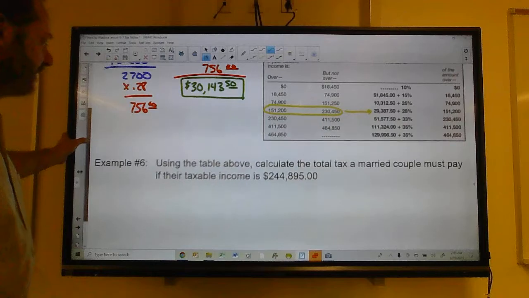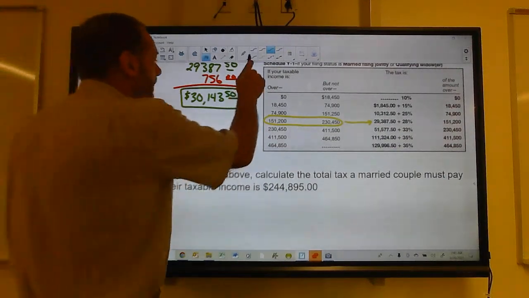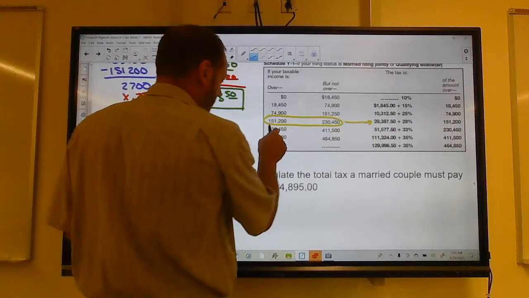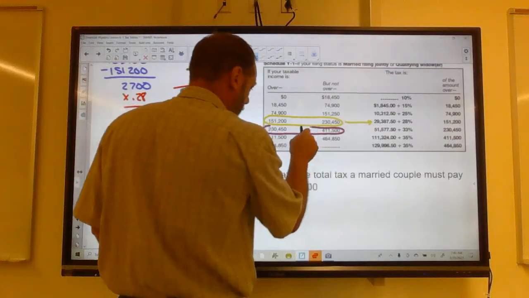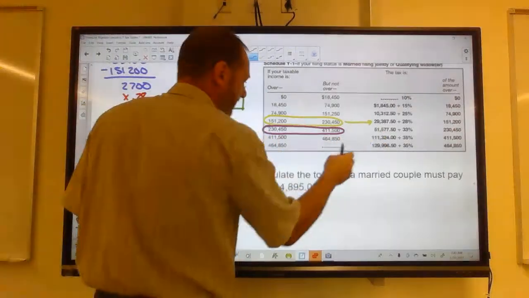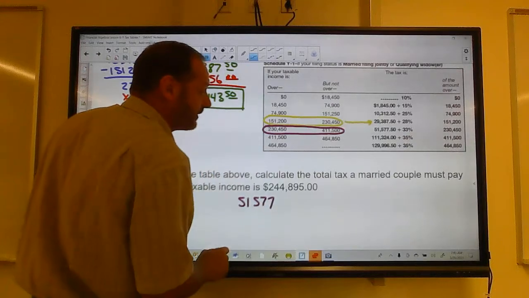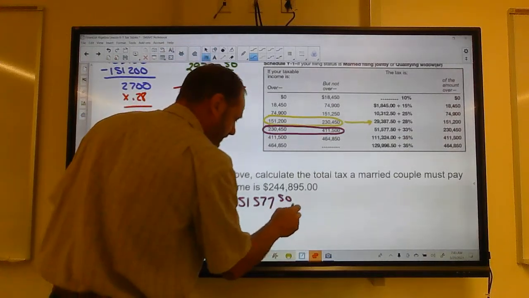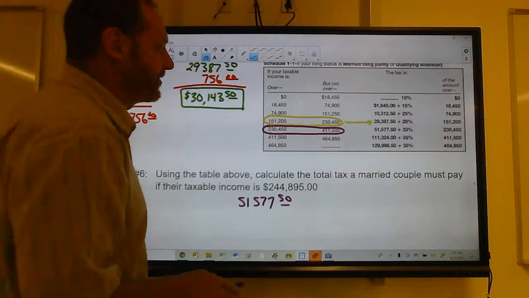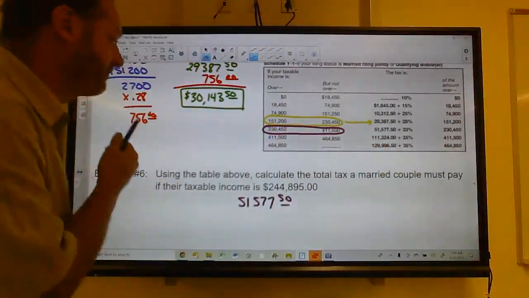Okay, using the tax table above, calculate the total tax a married couple must pay if their taxable income is $244,895. Okay, so that would fall in this category right here. So they're going to pay $51,577.50, plus they're going to pay 33% of anything over $230,450.